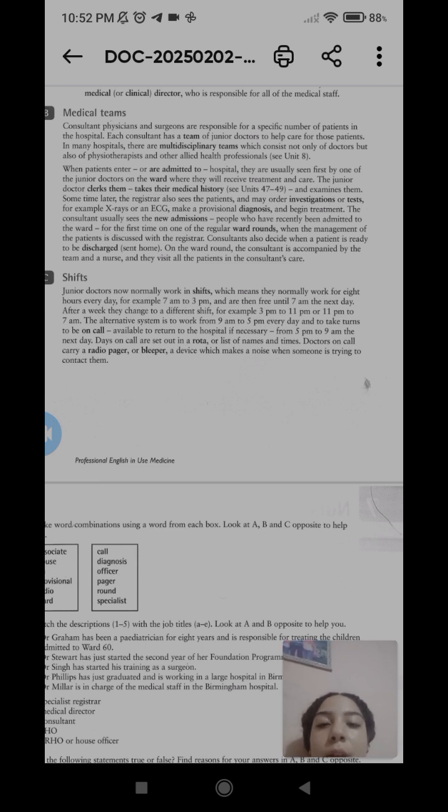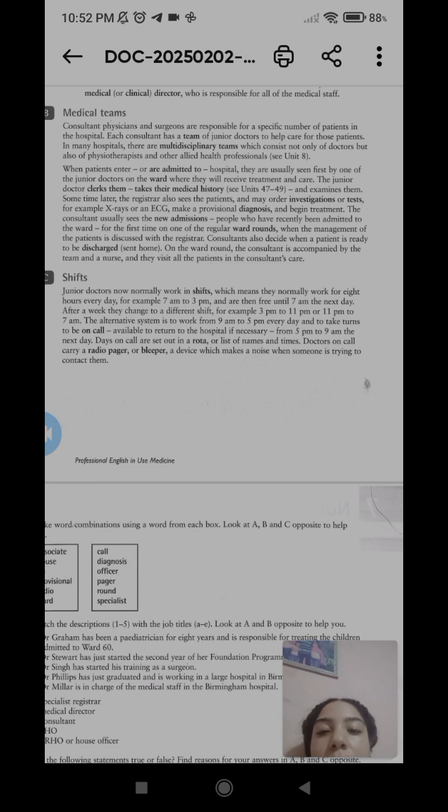When patients enter or are admitted to hospital, they are usually seen first by one of the junior doctors on the ward where they will receive treatment and care. The junior doctor takes their medical history and examines them. Sometimes later the registrar also sees the patient and makes other investigations or tests, for example, an X-ray or ECG, electrocardiogram. They make a provisional diagnosis and begin treatment.